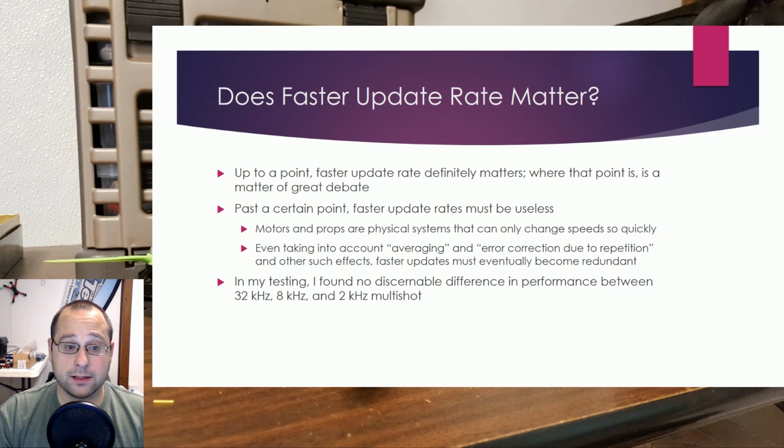I did some testing where I flew a copter. I tuned the copter to the almost unflyable point of oscillation, and I flew it with 32 kilohertz, 8 kilohertz, and 2 kilohertz MultiShot, and I found basically no difference that I could tell in the flight performance. So I concluded that at 2 kilohertz and above, faster update rates didn't really matter.